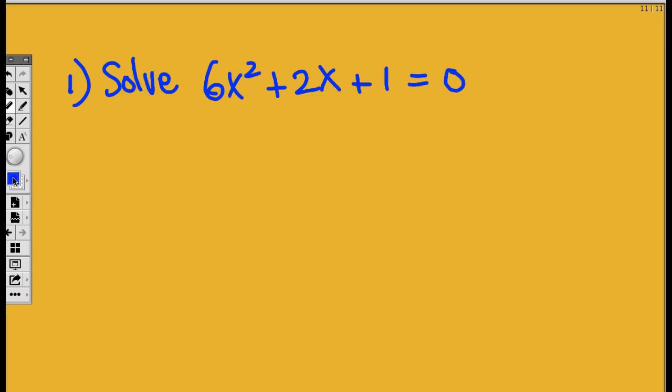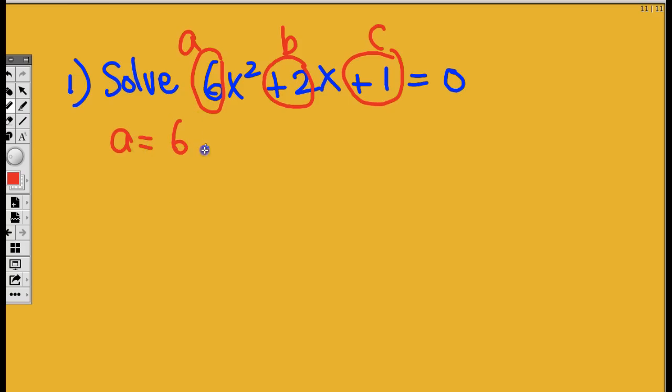Okay, so the first thing that we have to do is we have to identify our A, B, and C. So here's A, here's B, and here's C. And then I have to write it down. A is 6, B is 2, and C is negative 1.